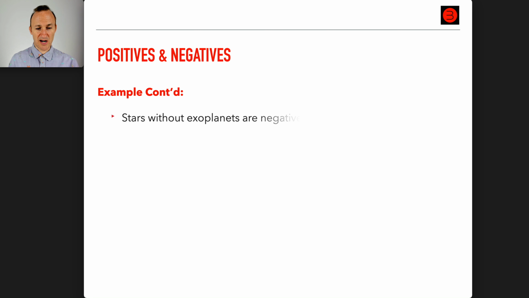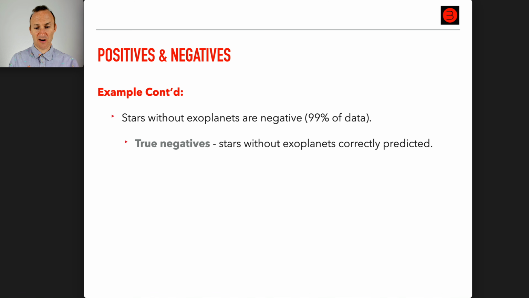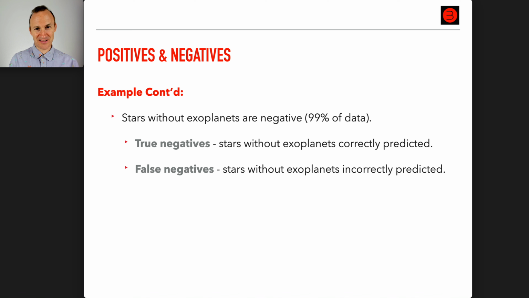To continue with the example, stars without exoplanets are negative, and that represents 99% of the data, so most cases. True negatives are stars without exoplanets that are correctly predicted, and so no exoplanet, you got it right. But then false negatives is when you're missing the exoplanets. You're predicting that the stars without exoplanets, well, it's incorrectly predicted because you're predicting that they don't have exoplanets when in fact they do. Okay?